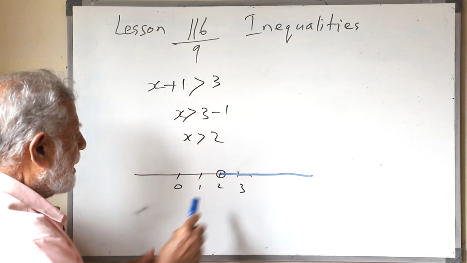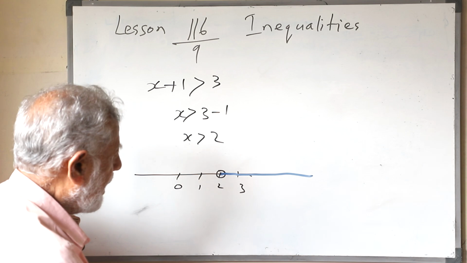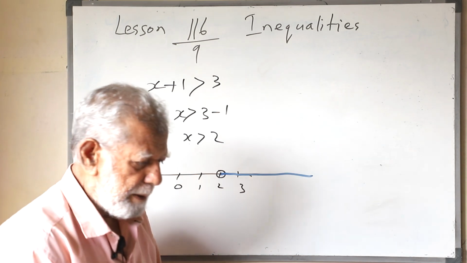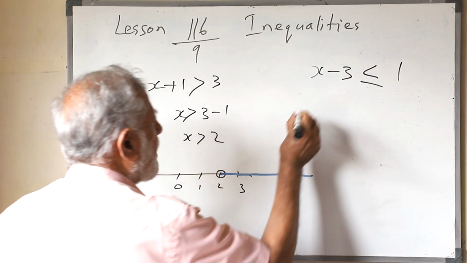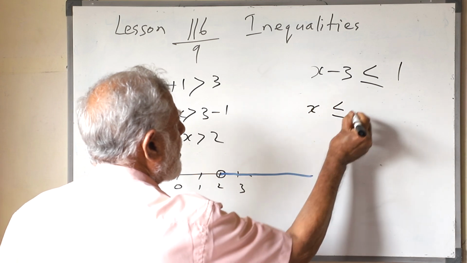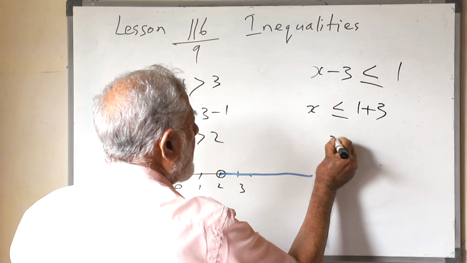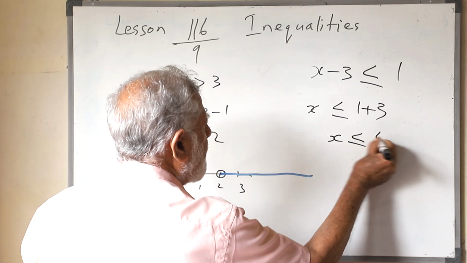We are not taking 2 but from there it's going on. Look at the next one. X minus 3 is less than or equal to 1. X is less than or equal to 1 plus 3. So x is less than or equal to 4.